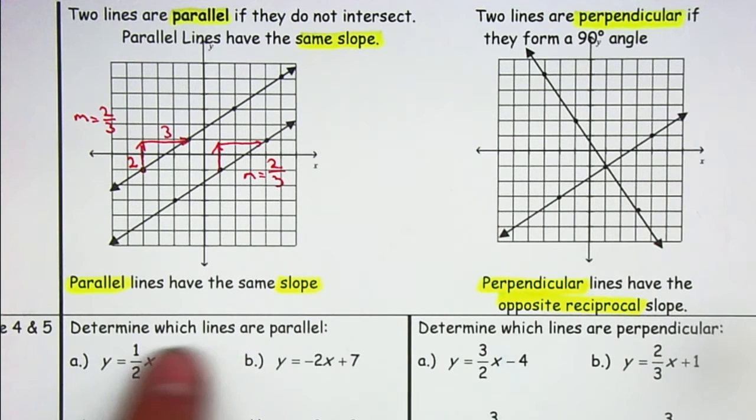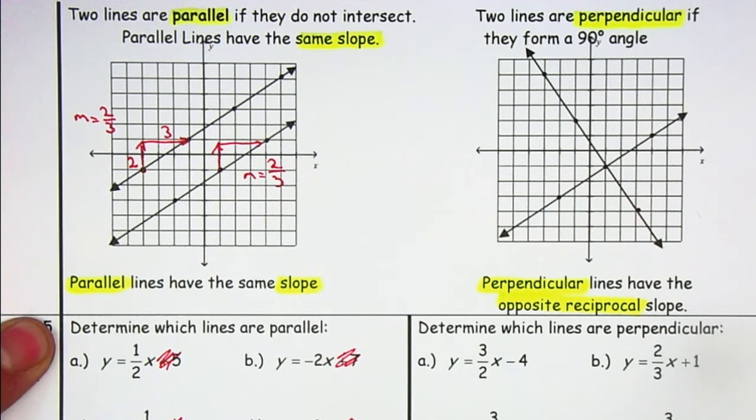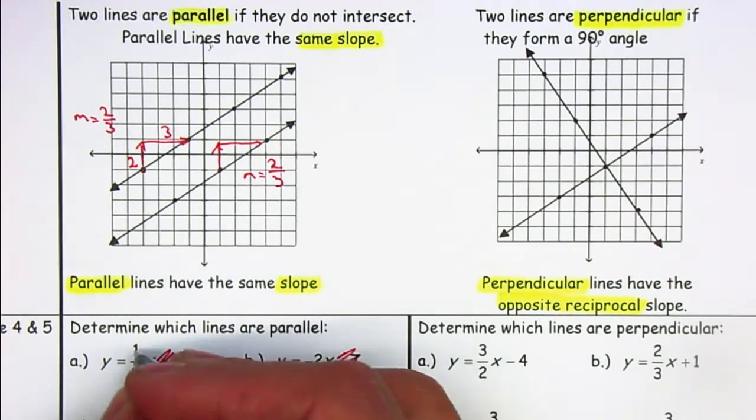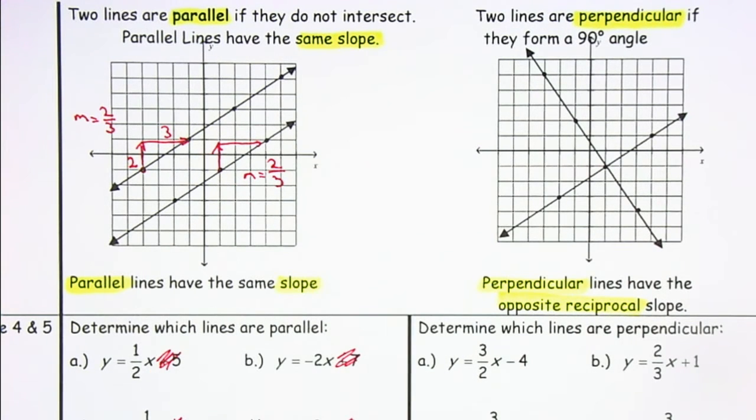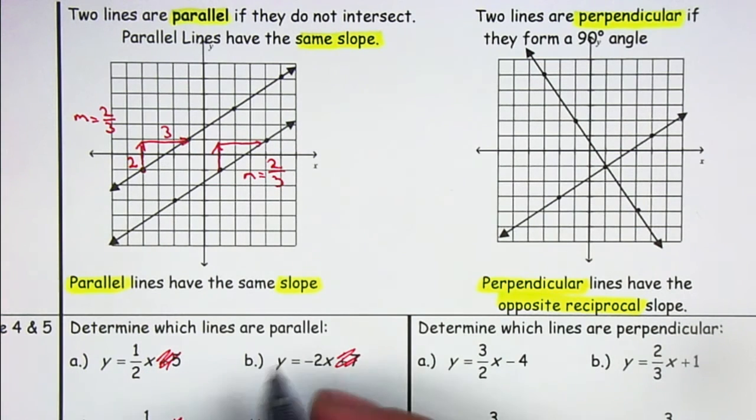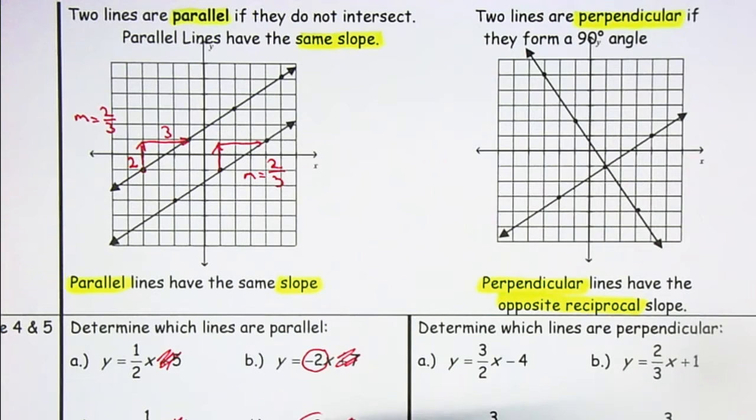So in order to determine which lines are parallel, we don't care about the y-intercept. As soon as they say, determine which lines are parallel, go and cross out the y-intercept. That's going to help you guys focus on what you need to look at. We are going to be looking at their slope. So I want to find out which ones have the same slope. This is a positive, that's a negative, so no. The ones that have the same slope are letters B and D.